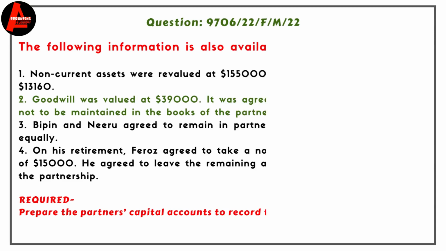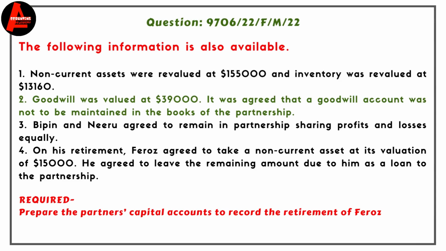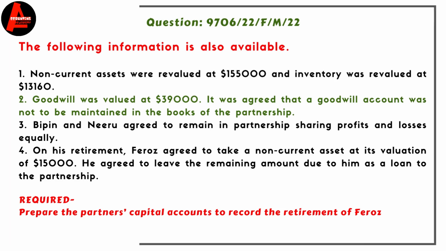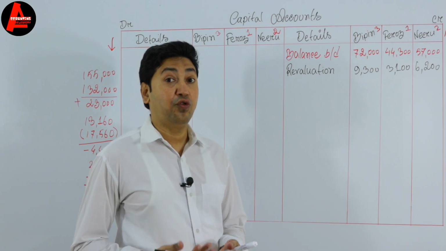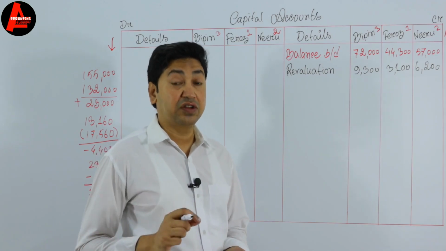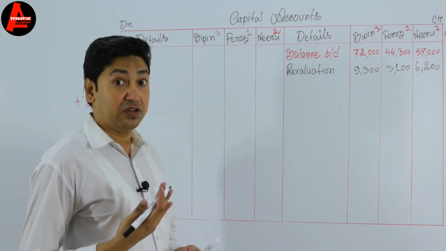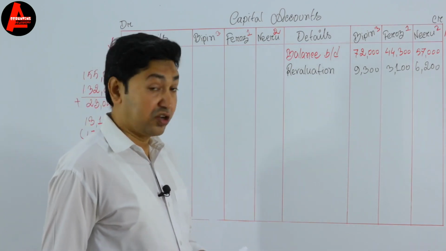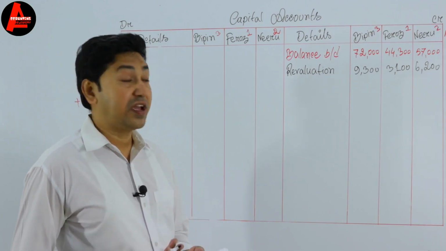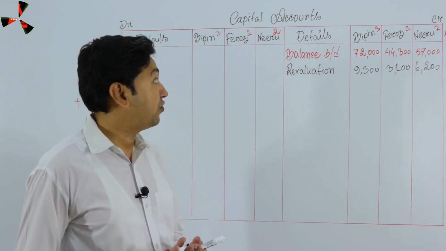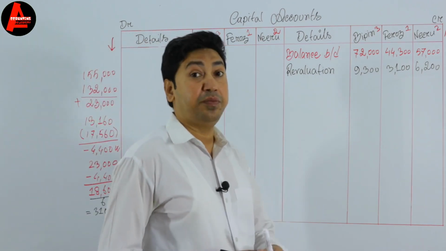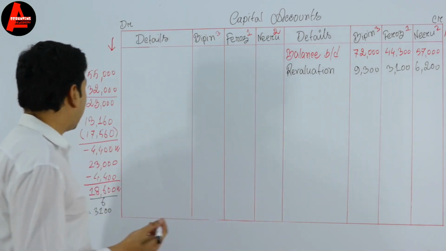Okay, now let us have a look at the question for number 2. Goodwill was valued at $39,000. It was agreed that a goodwill account was not to be maintained in the books of the partnership. So first of all, we have to write the amount of goodwill. It is valued at $39,000. So all 3 partners have the right to get an amount from the goodwill. So first of all, we'll check how much amount will be given to each of the partners. Same here, same calculation.